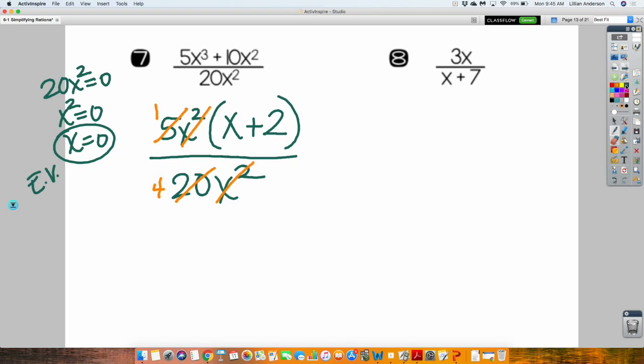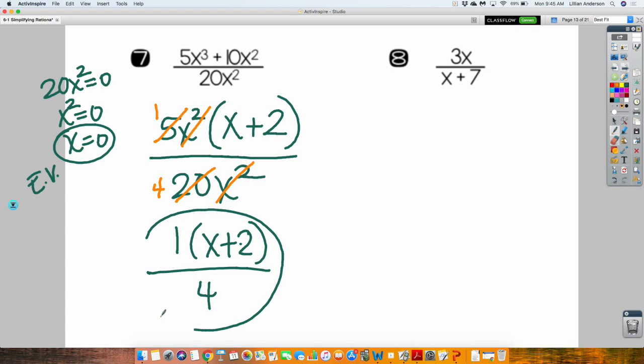Depending on how many you cross out, it might be hard for me to see what your final answer is. So just write the final answer. We have a 1 times x plus 2, so you put 1 x plus 2. And what's left on the denominator? 4. And that's our final answer. Do you have to put the 1 on the outside? Not necessarily, because it's 1. So you could just leave it as x plus 2 over 4.